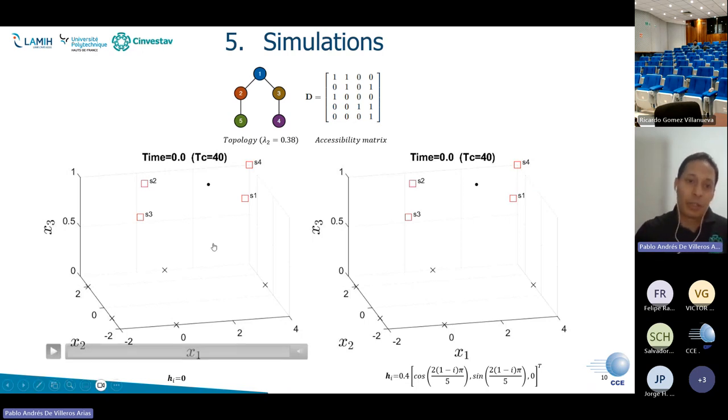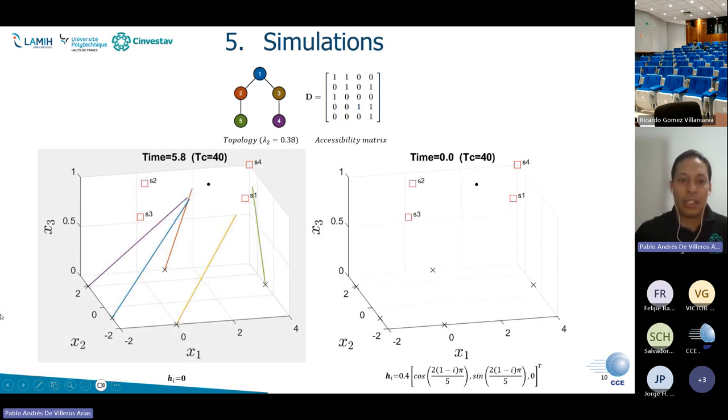So on the left, we have pure consensus. We establish the displacement, the offset, equal to 0, and we establish a predefined time of 40. So let's see. The agents first visit the local minimum, and then they perform consensus to the estimated global minimum in less than 40 seconds, or 40 units of time to be precise.